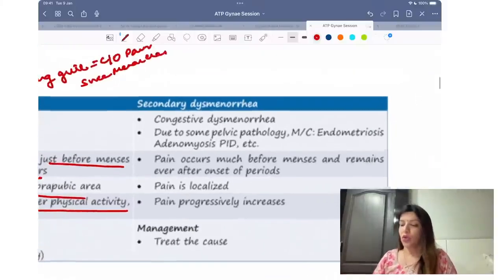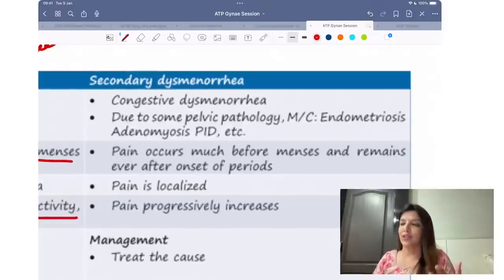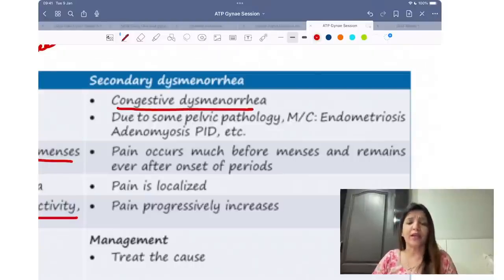Right. So, coming to secondary dysmenorrhea. Secondary dysmenorrhea is congestive dysmenorrhea. Secondary dysmenorrhea, there has to be some reason for the pain. Right, that is some pelvic pathology which is causing pain. That is secondary dysmenorrhea, and most of the times it is endometriosis. Most common cause of secondary dysmenorrhea is endometriosis.